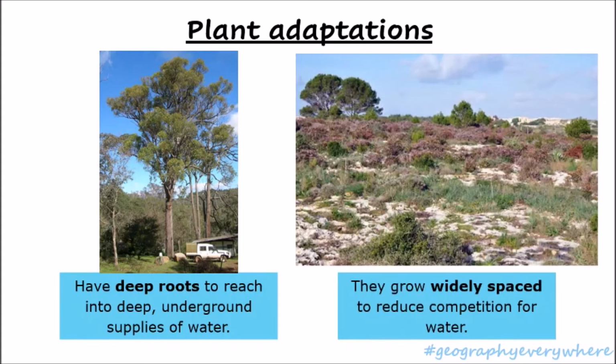Plants also grow widely spaced from each other, so they sort of grow in pockets away from each other. This means that when it rains, they're able to soak up as much water from their surrounding area, and they reduce competition for water from each other.